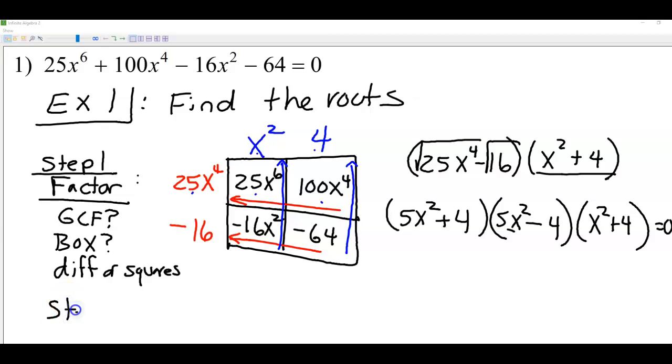Step 2 is to use the zero product property to solve. Use the zero product property to solve, and I'll demonstrate what that is in just a second. I'm sure some of you guys are still writing, so I'll wait for you. So step 1 is all review. It's the hard step, but it's all review. GCF, box, difference of squares.